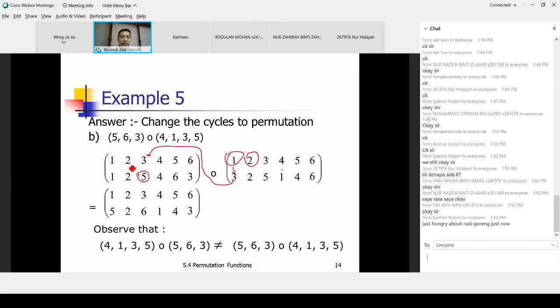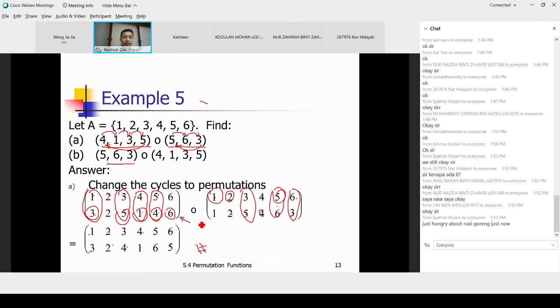2 maps to 2, so the answer is 2, 2. 3 maps to 5, 5 maps to 6, so 3, 6. 4 maps to 1, 1 maps to 1, so 4, 1. 5 maps to 4, 4 maps to 4, so 5, 4. 6 maps to 6, 6 maps to 3, so 6, 3.